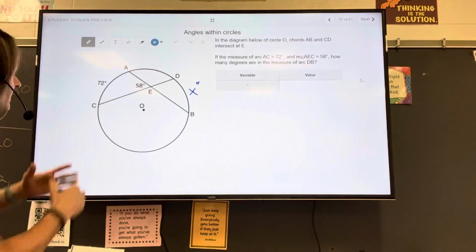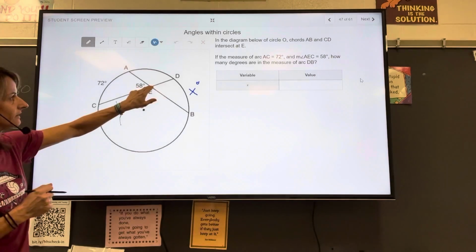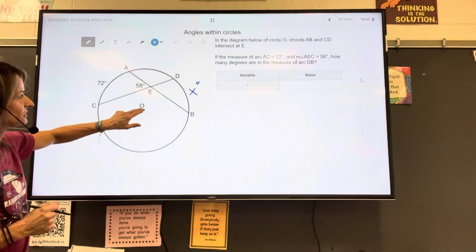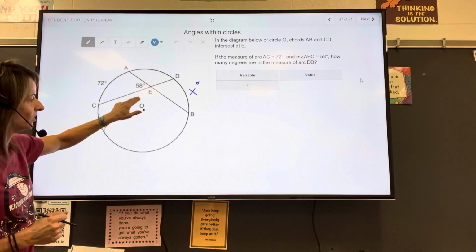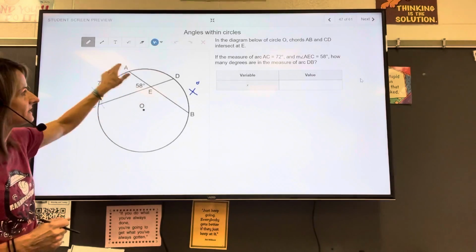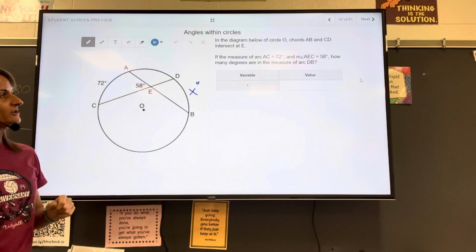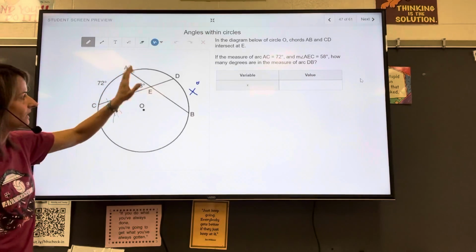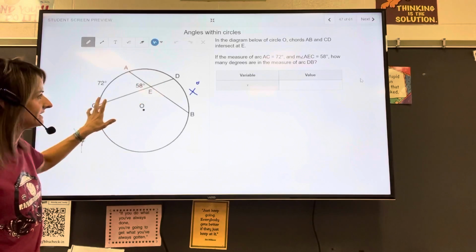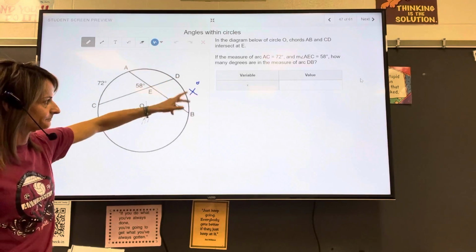Okay, so now we've got two chords again that are intersecting in a circle, not at the center. In this diagram, they call this circle O because the name of the circle is the center, and it's always a capital letter. Chords AB and CD intersect at E. If the measure of arc AC is 72 degrees and the measure of angle AEC is 58 degrees, how many degrees are in the measure of arc DB?